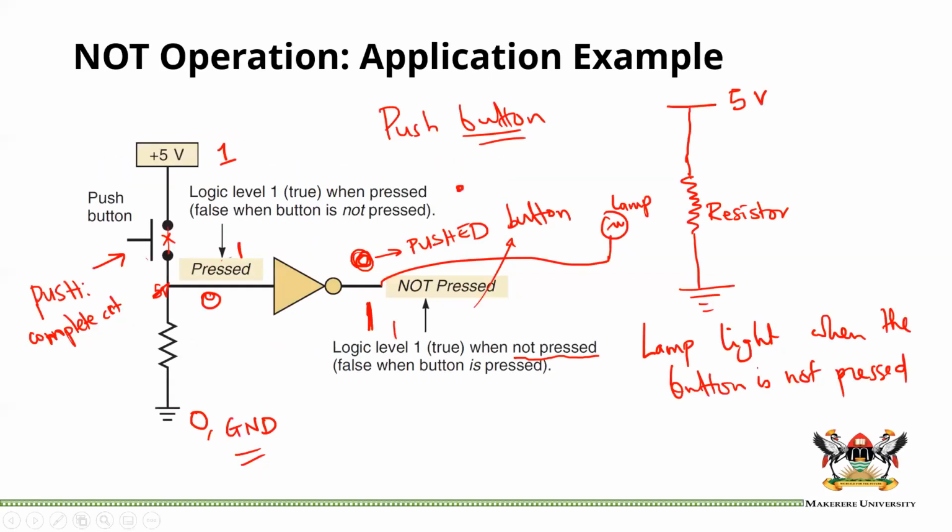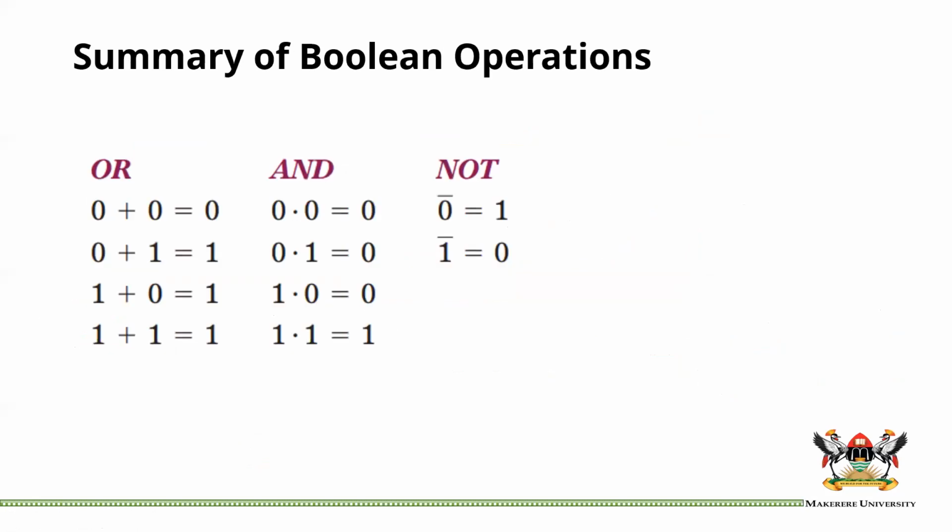Thank you. Now let us look at a summary. So we have NOT. If we have NOT 0, it is a 1. If we have NOT 1, it is a 0, because the bar means NOT. So if I say NOT 0, I am trying to invert 0, which will give me a 1.